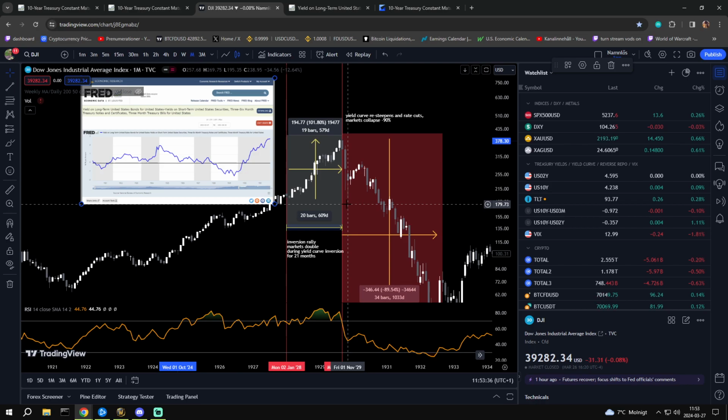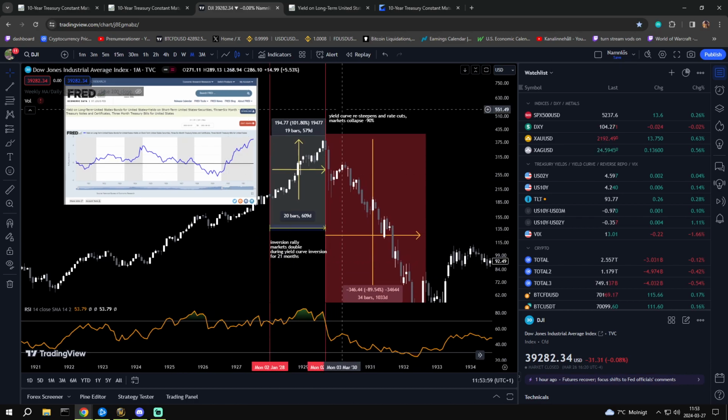December of 1929 was right about here. So basically, we had the inversion of the yield curve throughout this whole period, for nearly 2 years. The markets during inversion from this wick low right here went up 100%. In this gray bar, this is the inversion rally. The markets doubled during the yield curve inversion for 21 months.